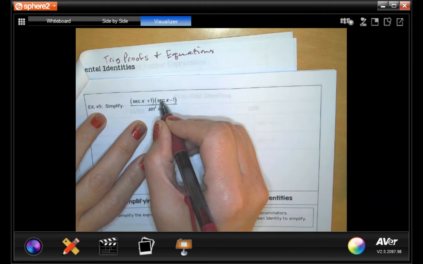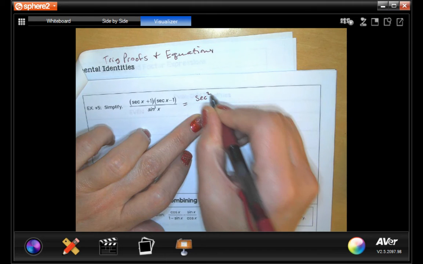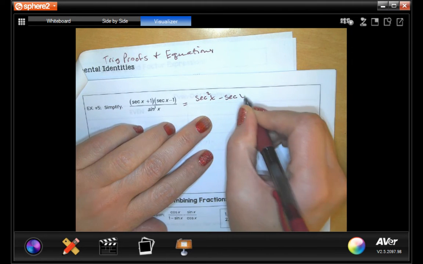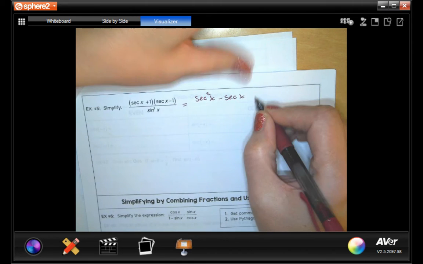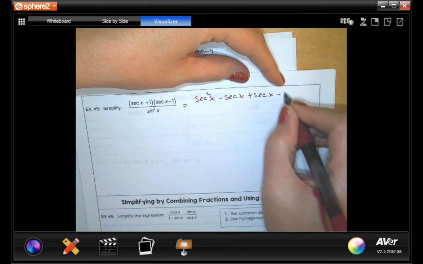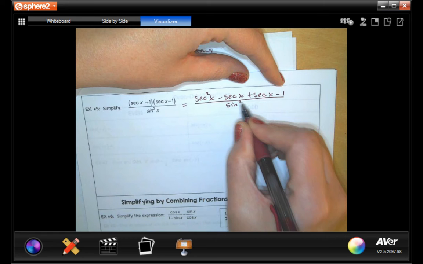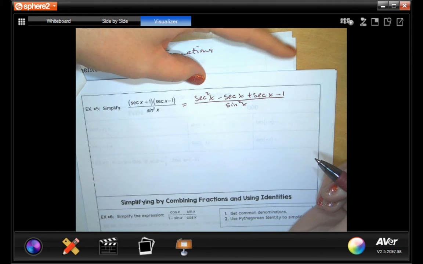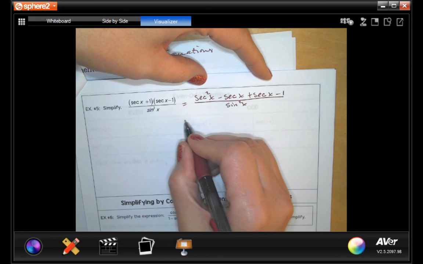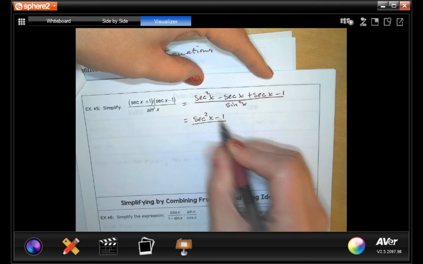So we distributed secant x times secant x. We get secant squared x, right? Secant x times a negative 1 is a minus secant x. 1 times secant x, so we get a plus secant x. And a minus 1. And that's over sine squared x. So if we combine like terms here, secant x and secant x, that cancels out. So we have secant squared x minus 1 over sine squared x.